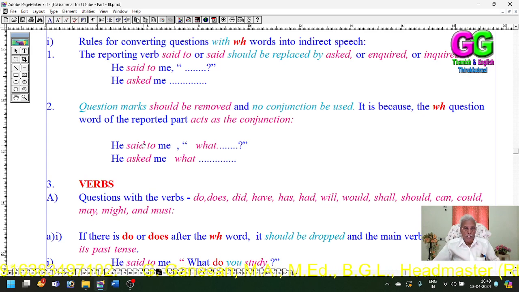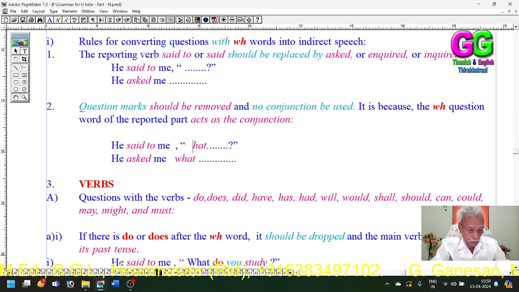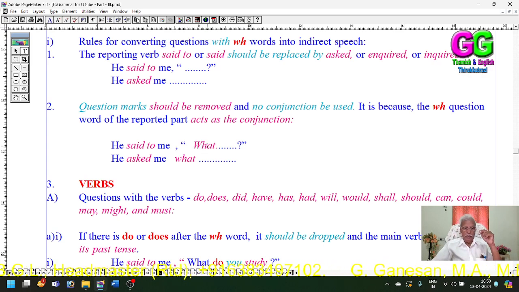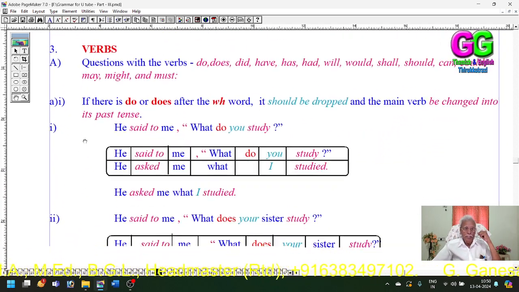So, he said to me, what something else. He asked, said to asked. Then the quotation marks are removed. The W would be in capital in the direct speech. When it is converted into indirect, then W alone should be changed from capital into small. Then verbs.